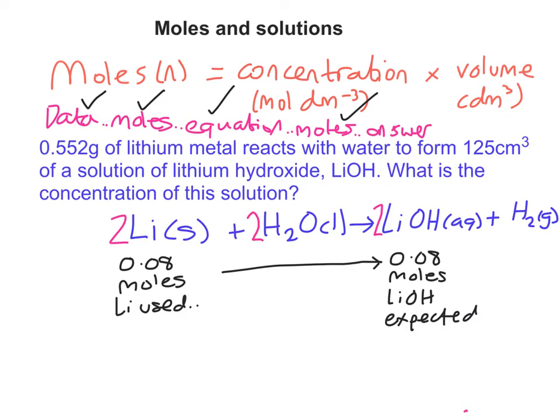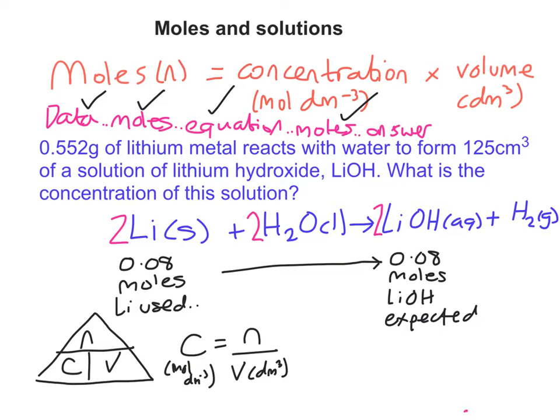So we've now done data, moles, equation, moles, we now just need the answer. So to get the concentration, the standard unit of moles per decimeter to the minus 3, you need to divide the number of moles by the volume. But the volume is given to you in centimeters cubed, not decimeters cubed.